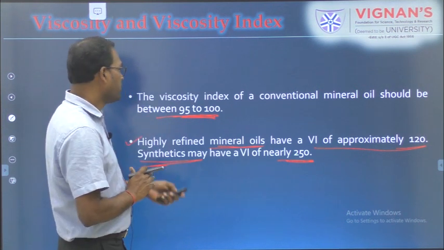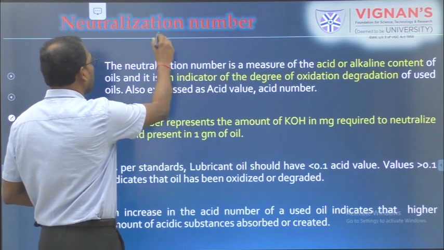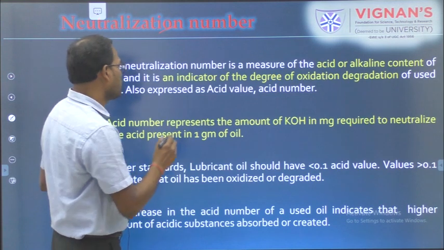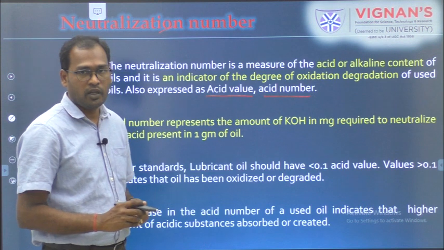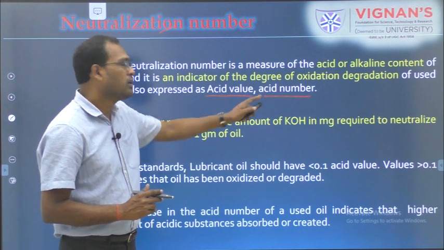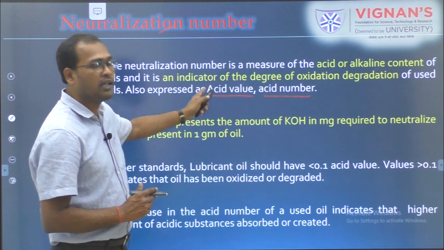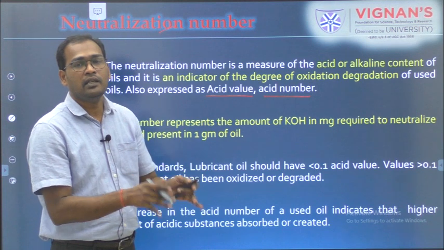So this is a few, and coming to the next one, the neutralization number. As I said earlier, it is also called the acid value or acid number. The neutralization number is nothing but the acid value or acid number, and this is the amount of acid present in the given oil.